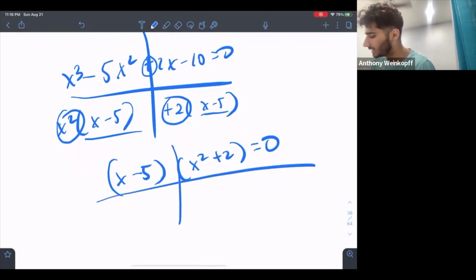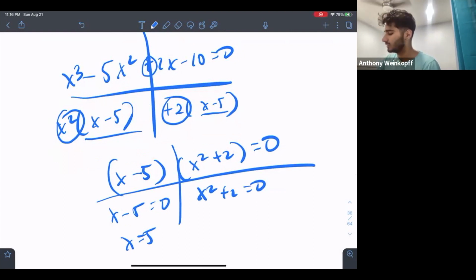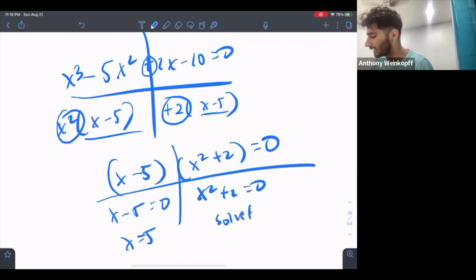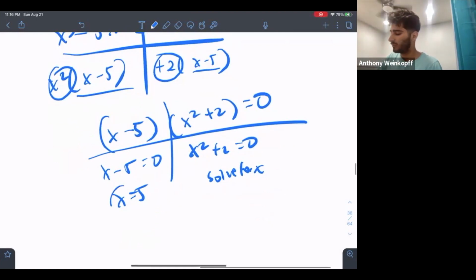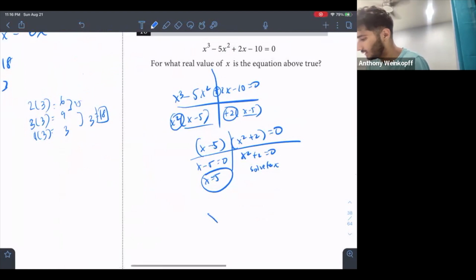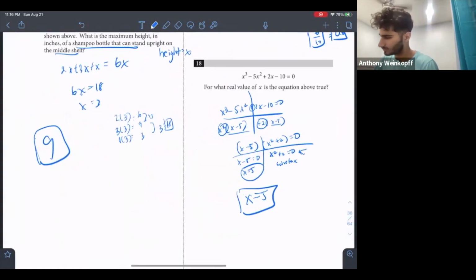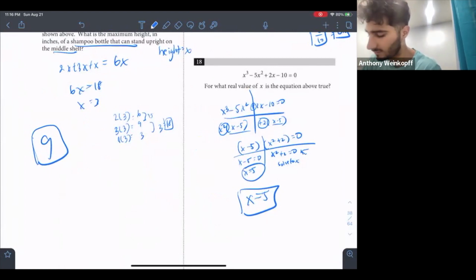So one answer would be x minus 5 is equal to 0, or x is equal to 5. Another answer would be x squared plus 2 is equal to 0. Solve for x. But since we already found an answer for the equation, we can just say the real number would be 5. You don't have to solve this part. So the answer for question 18 is 5.